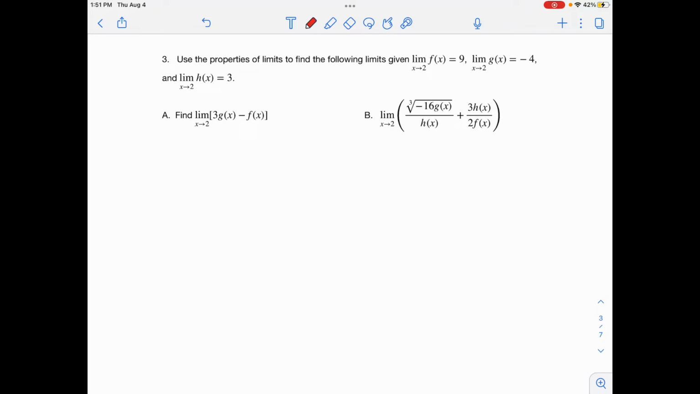So let's look through this first example. We're going to find the limit as x approaches 2 of 3 times g of x minus f of x. The first thing I want to do is, since I have this difference, I can distribute that limit notation.